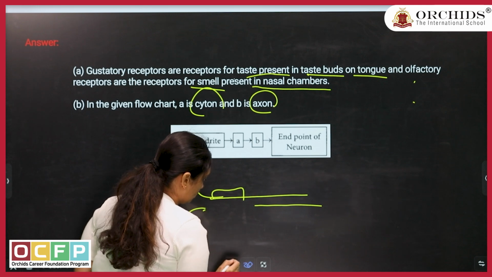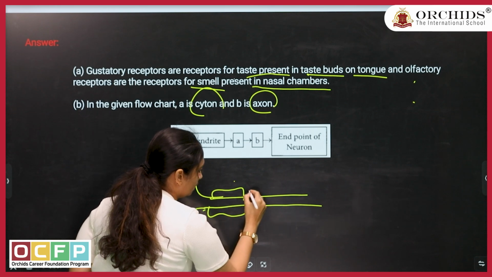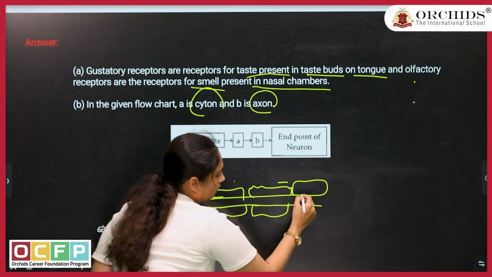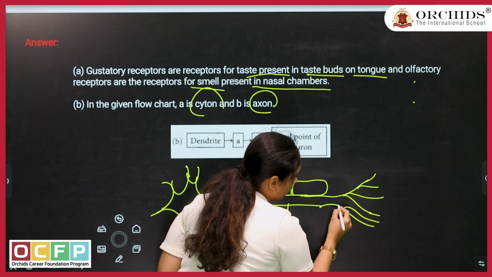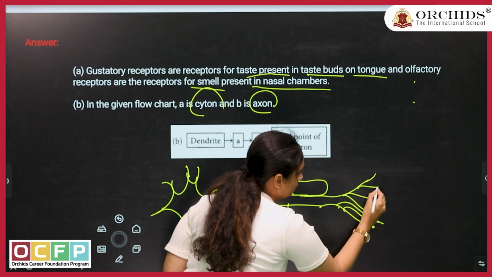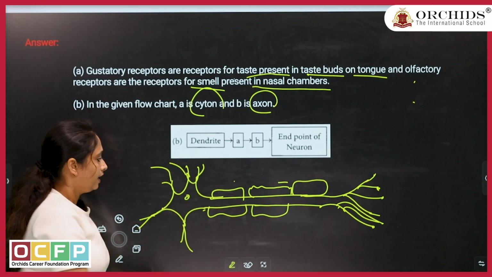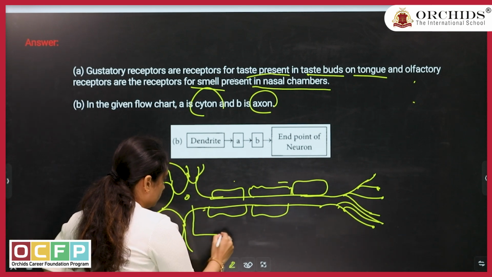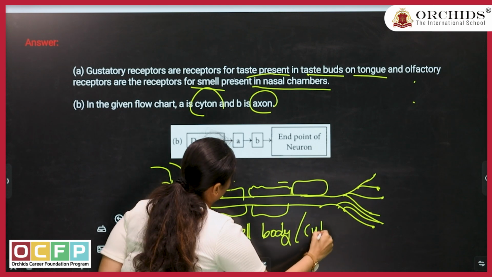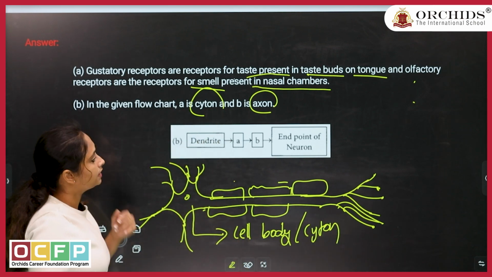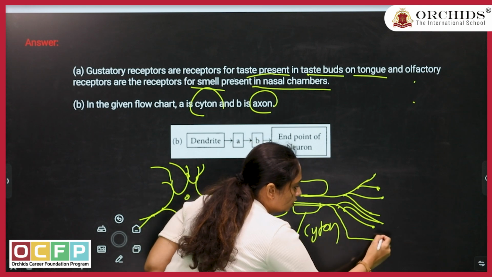Here the myelin sheath is there, which is covering the axon, and the long axon will go and branch out. We can call these branches the nerve ending, axonite or axon terminal. Now if you see this diagram, this is the cell body, otherwise known as cytone. And the B part is mentioned: the answer of the B part is axon, that means this long tube, which is known as axon.